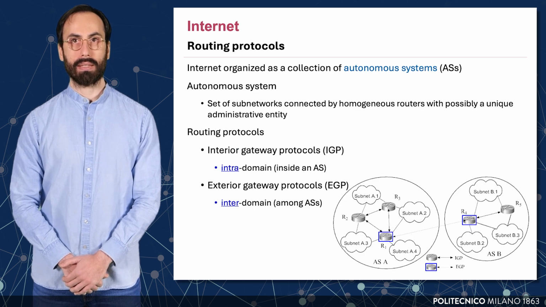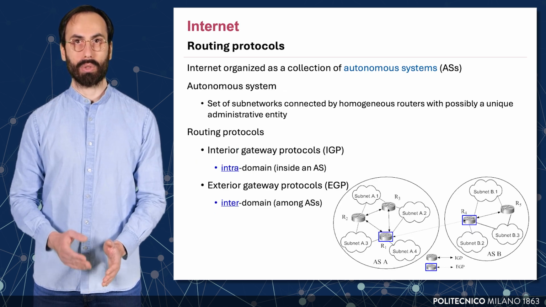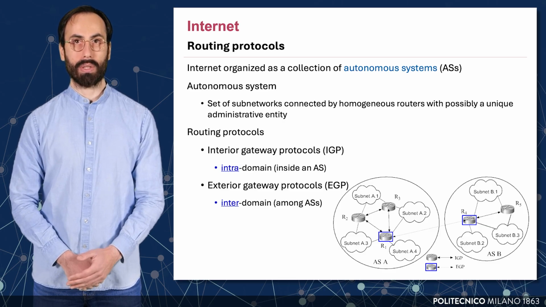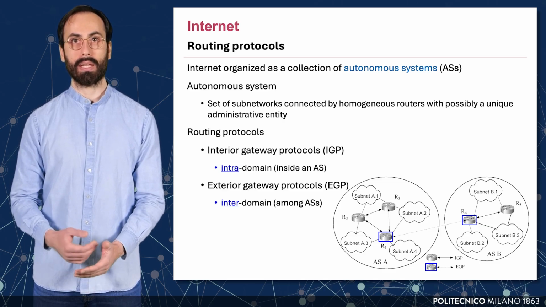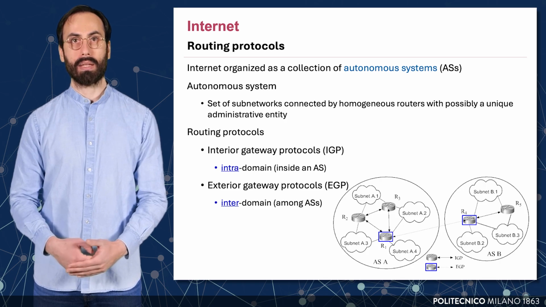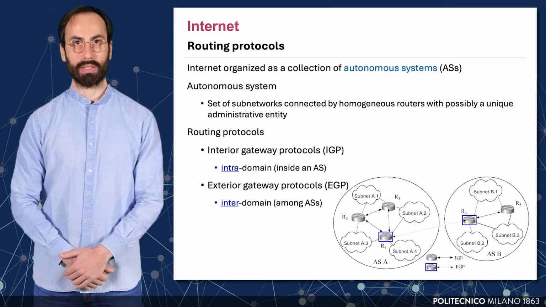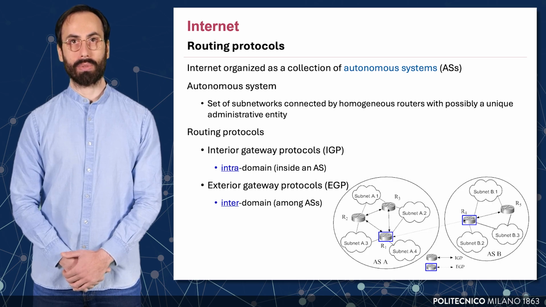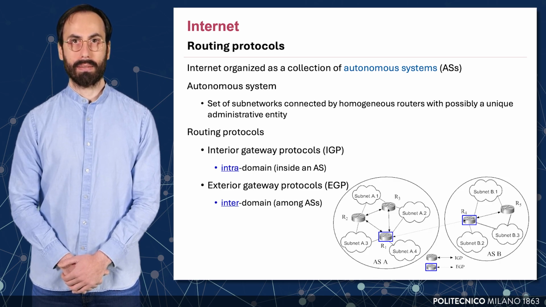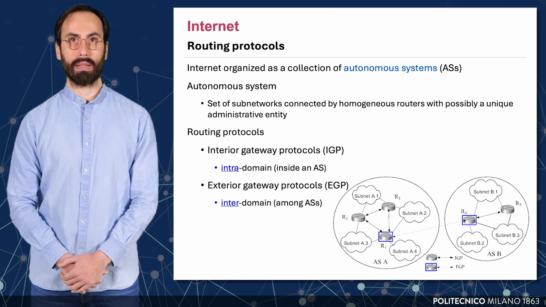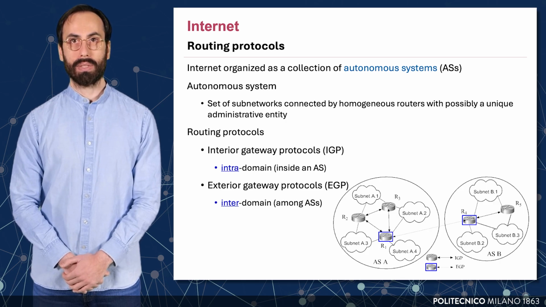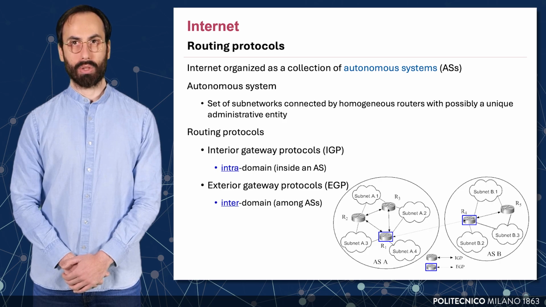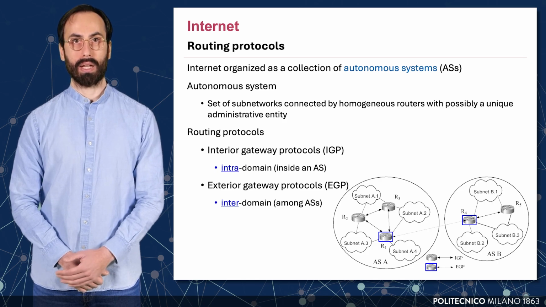To scale globally, the Internet is organized into multiple autonomous systems, or AS. An AS is a group of routers and subnetworks under a common administrative control, like a university, an ISP, or a corporation, typically running consistent routing policies internally. When it comes to routing protocols, we distinguish between two categories. Interior Gateway Protocols, IGPs, operate within a single AS and handle intra-domain routing. Examples include OSPF and RIP.